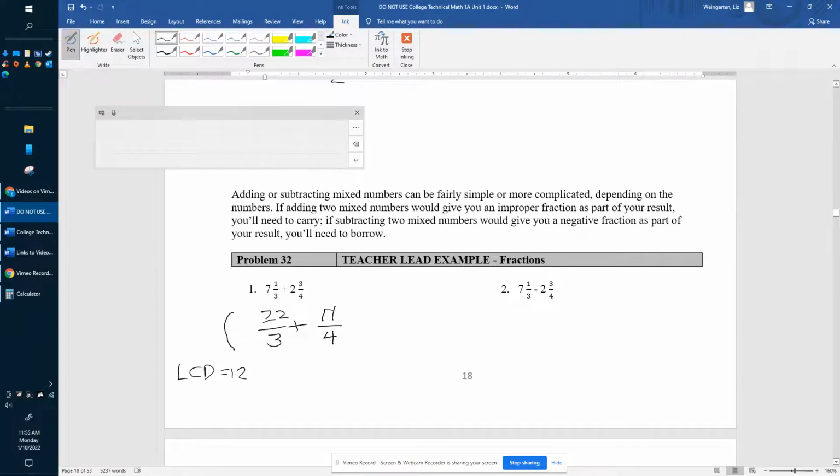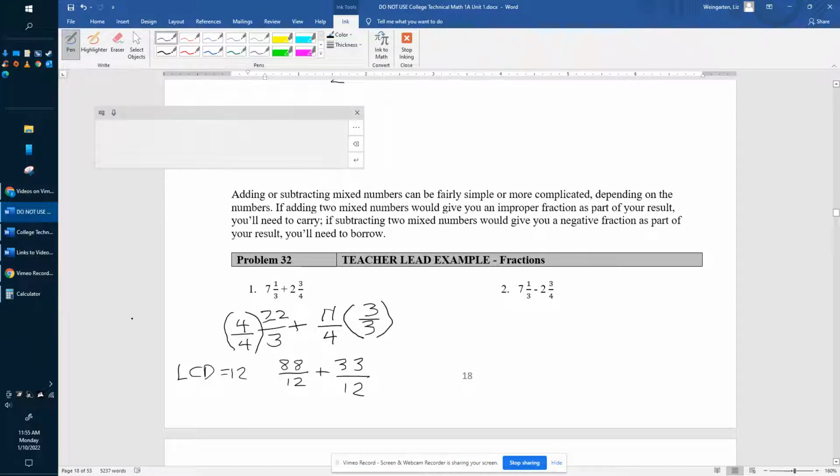So on this side, in order to make the denominator 12, we have to multiply it by 4, so we also have to multiply the top by 4. On this side, to make the denominator 12, we have to multiply it by 3. So we also have to multiply the top by 3. So 4 times 22, we're going to get 88 over 12, plus 11 times 3 is 33 over 12.